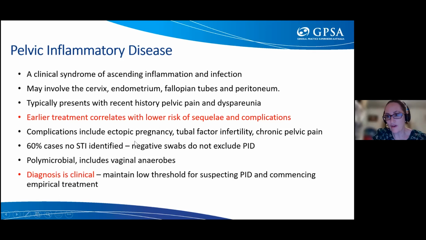It's a polymicrobial condition, and it often involves the host vaginal anaerobes that are present, sort of creating this perfect storm of ascending infection. So it's a clinical diagnosis, and we really want our registrars to maintain a low threshold for suspecting PID and commencing empirical treatment.